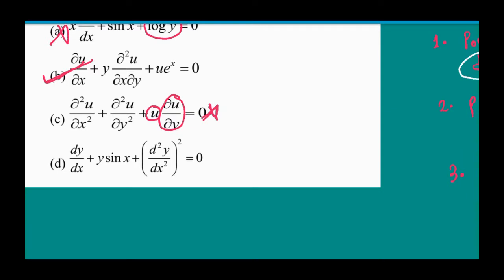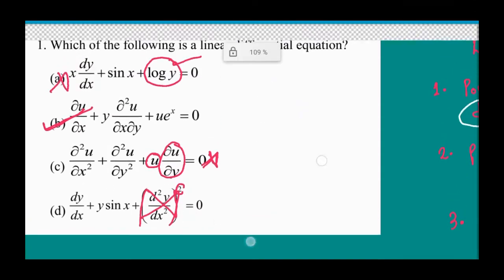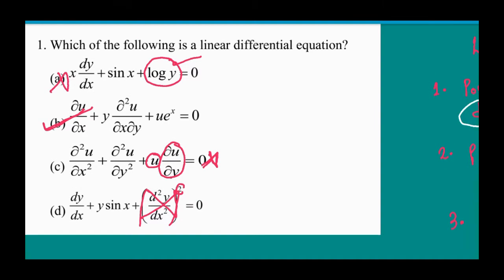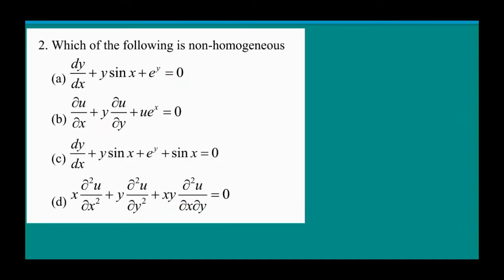And here the degree or power of the differential of the dependent variable is 2. It should be 1 for linearity. As it is 2, this will not be a linear differential equation. So the next question is, which of the following is not homogeneous?